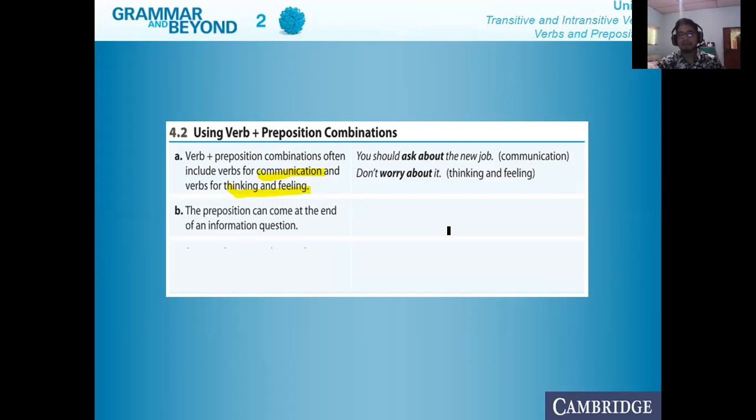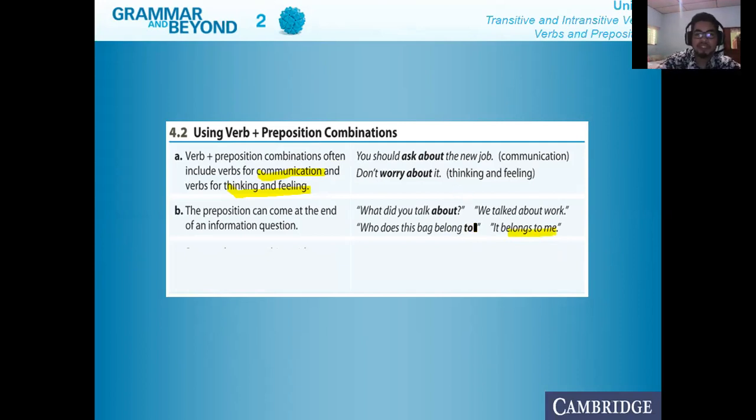The preposition can come at the end of the information question. Like, what did you talk about? We talk about work. So you see, the preposition can come at the end in the information question. So when we talk about WH questions, the ones that give us more information, sometimes it's possible to have the preposition at the end. Who does this bag belong to? It belongs to me, in this case. You see as well, preposition at the end of the sentence.